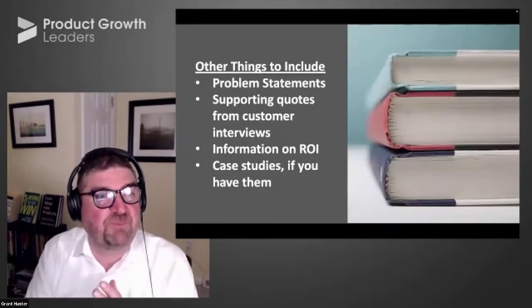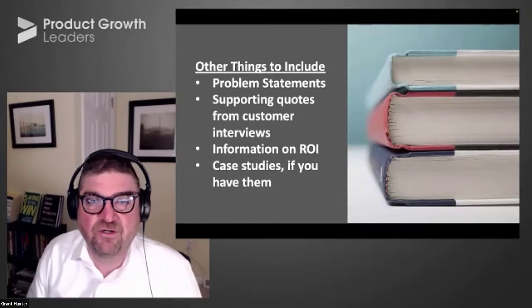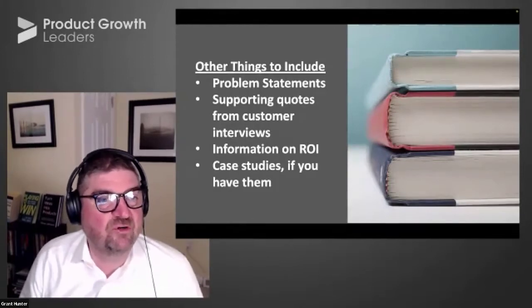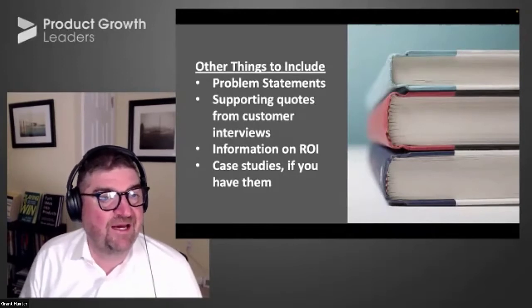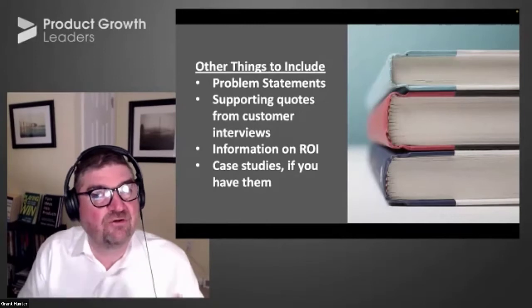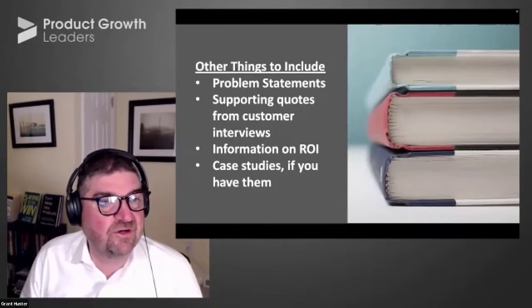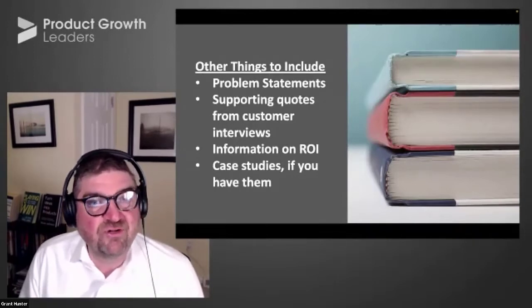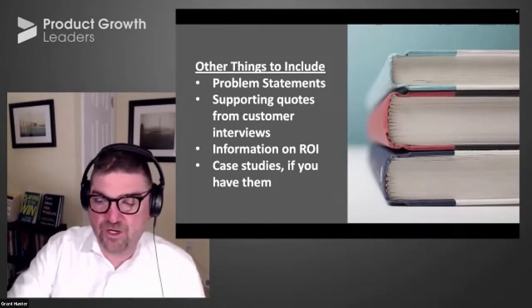Some other aspects that you could add to your positioning book could be things like problem statements, your use cases, your supporting quotes from customer interviews, information on ROI you may have, and case studies. These are all great things to fill out context. I think that sharing the problem stories and problem statements you write for development design as part of the positioning really helps the marketing people understand the use cases and better represent them going on.